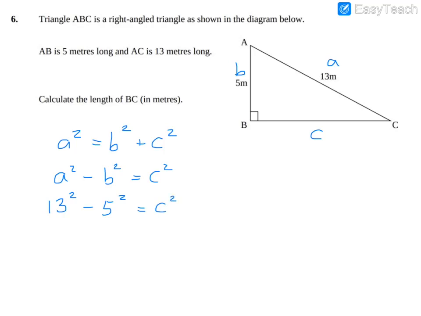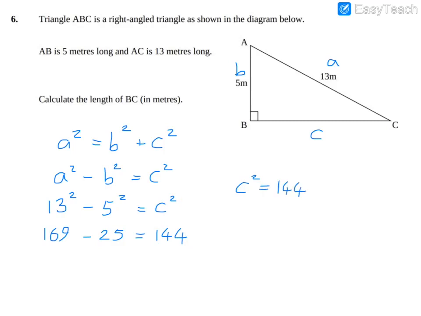We can do 13 squared. Maybe we pop this in a calculator. Maybe we know that 13 squared is 169. 5 squared, again, maybe we pop it in a calculator. Maybe we know that 5 squared is 25. And we do that subtraction. It's going to be 144. So what that means is this C squared is equal to 144.